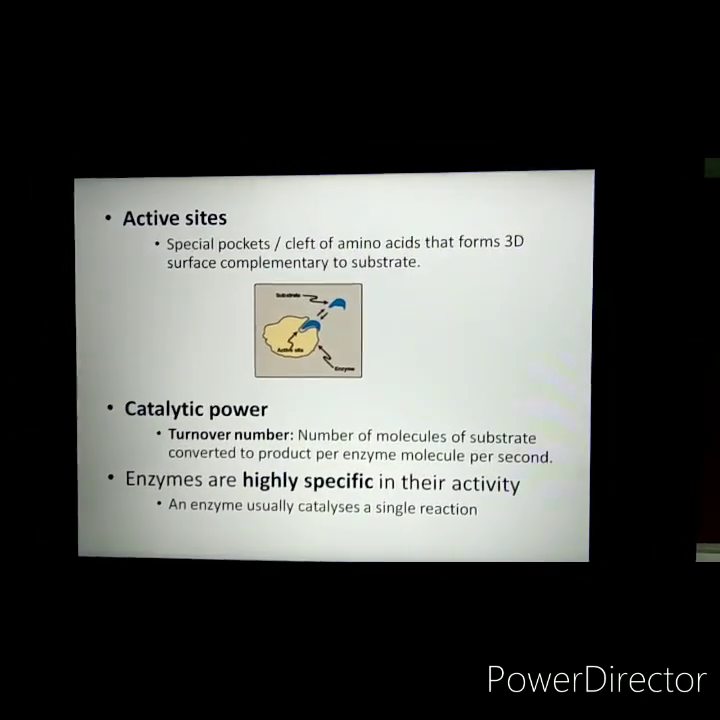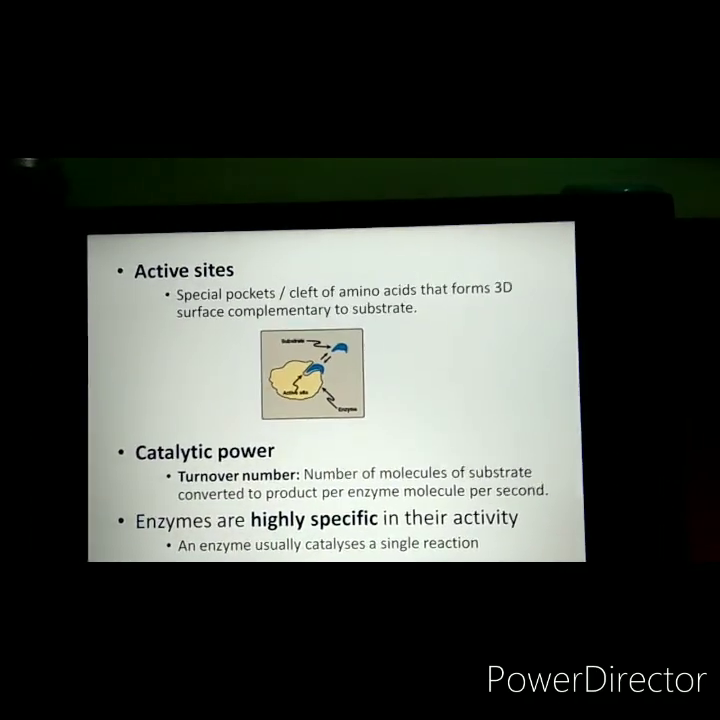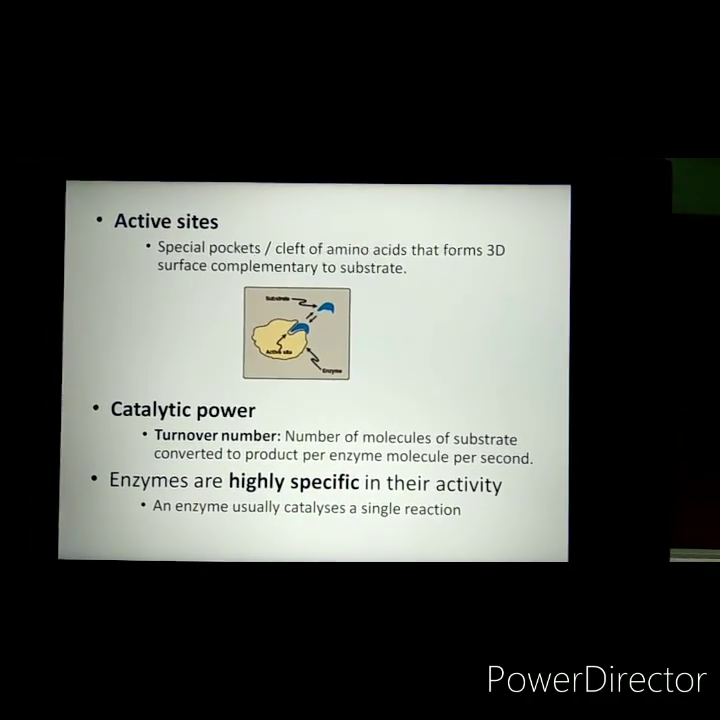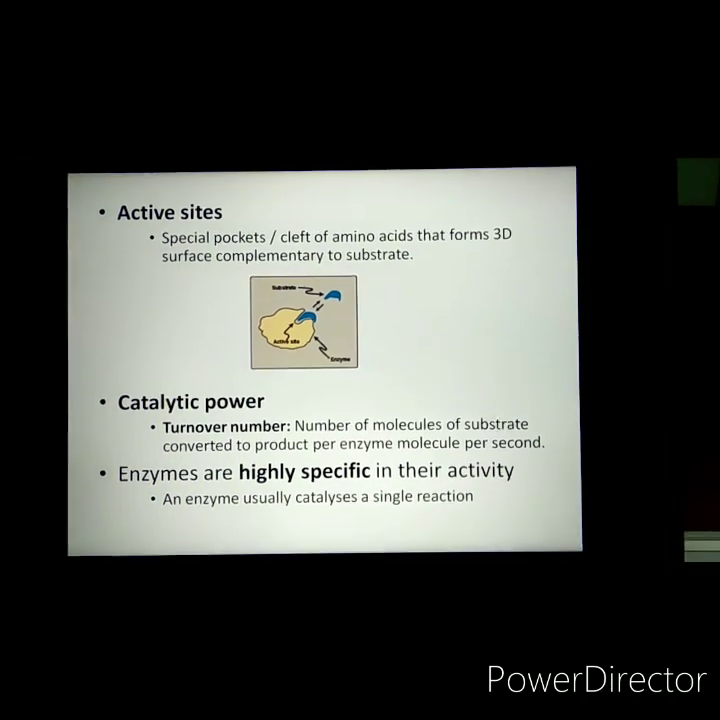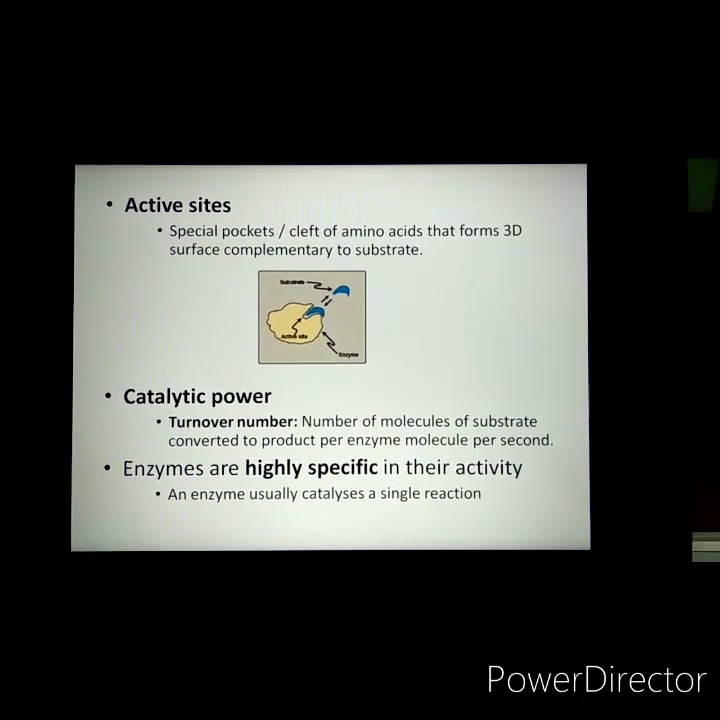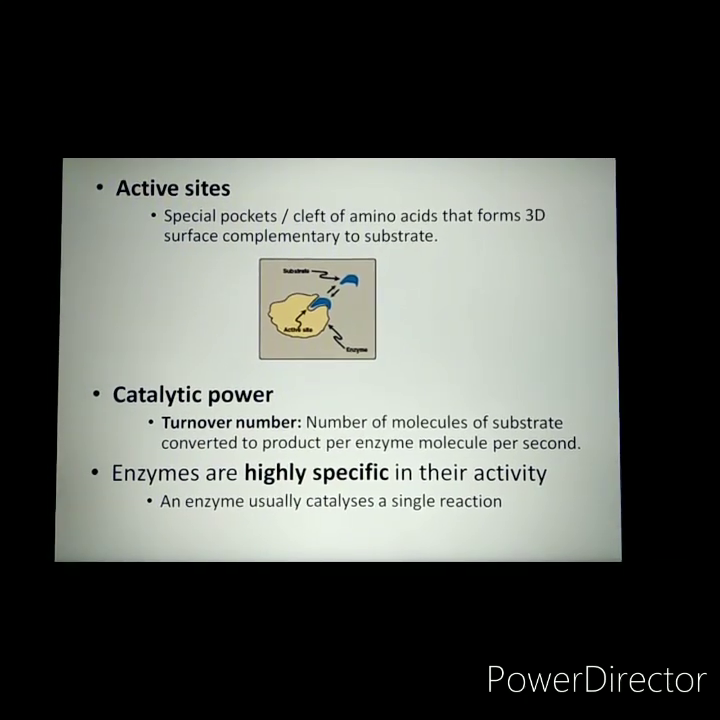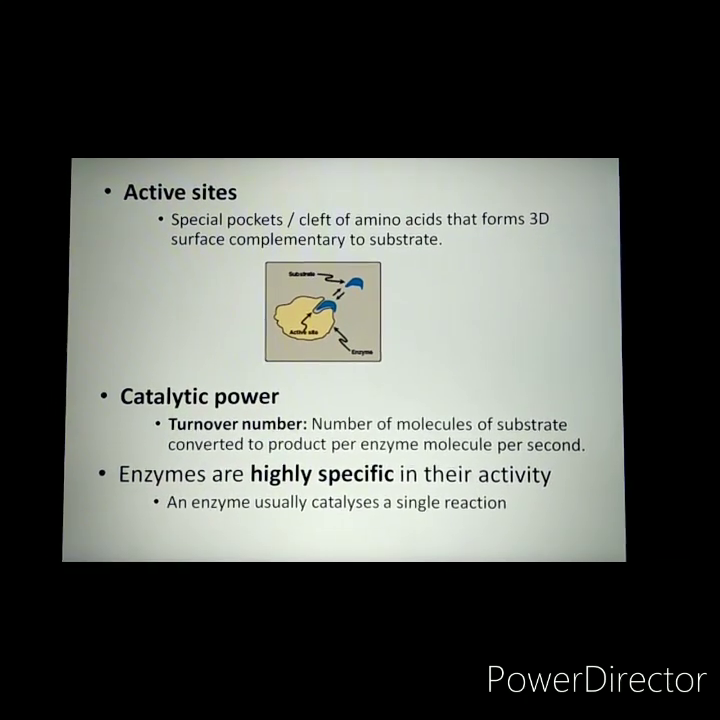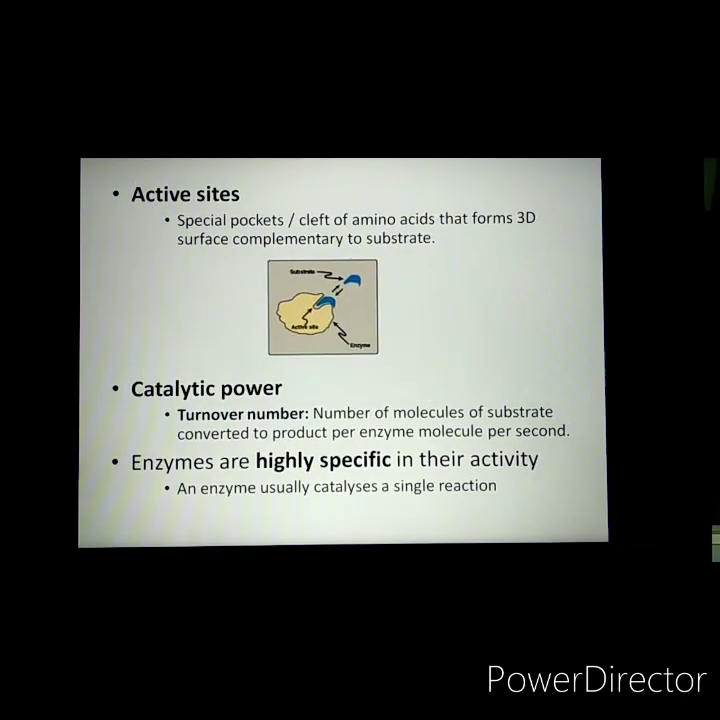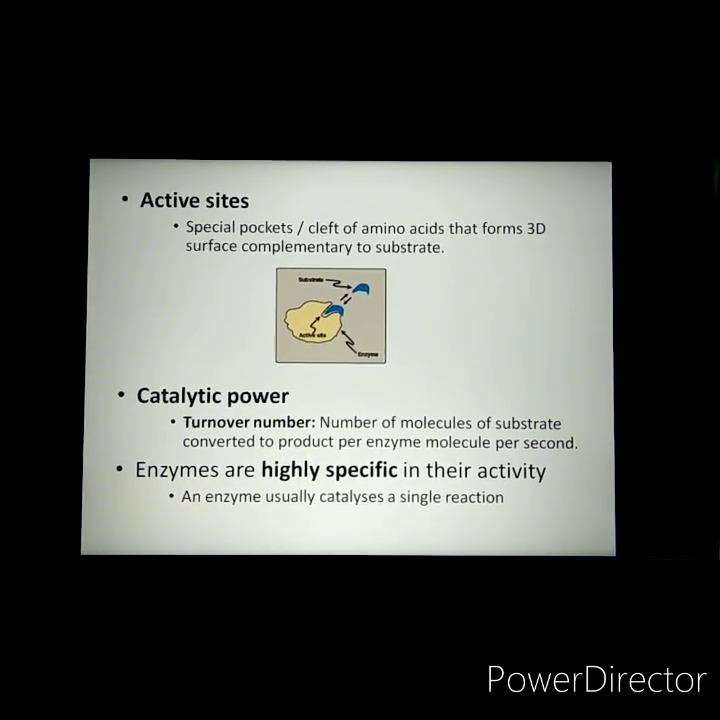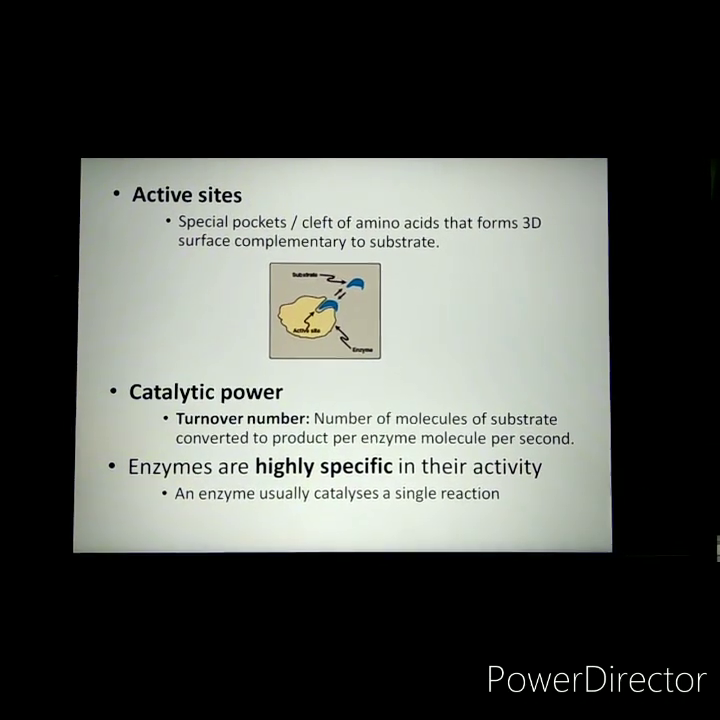Next property is the active site. These active sites are special pockets or clefts of amino acids that form a 3D surface complementary to the substrate. You can see in this image there is an active site and the blue color is a substrate. These active sites are complementary to the substrate molecules.